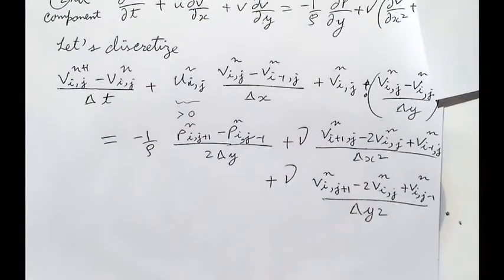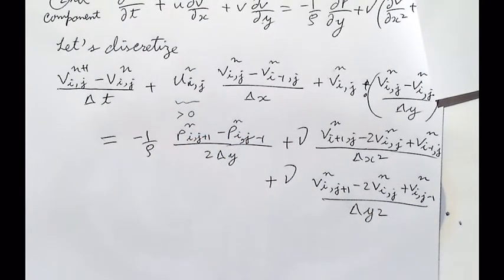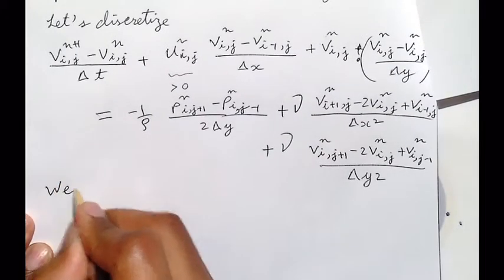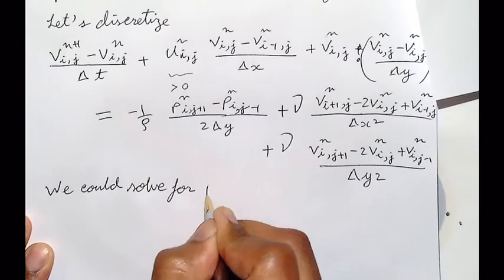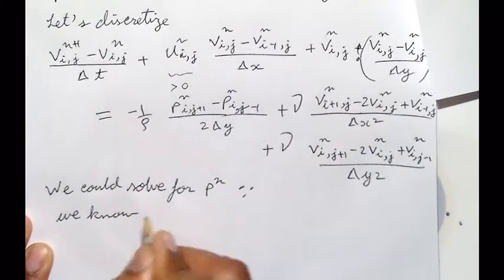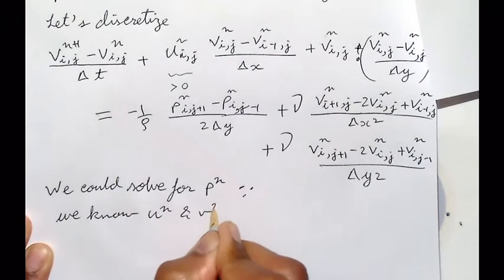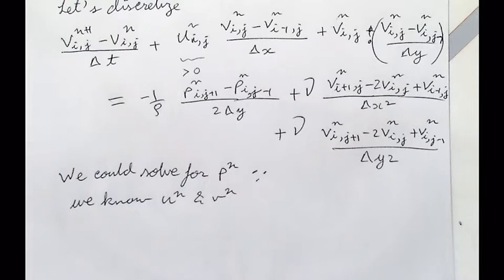Yeah, so you could technically solve for P at N if you already know U at N and V at N. So we could solve for Pn since we know Un and Vn. Now, assuming that's true, do we have everything we need? Somebody was saying no, why no?